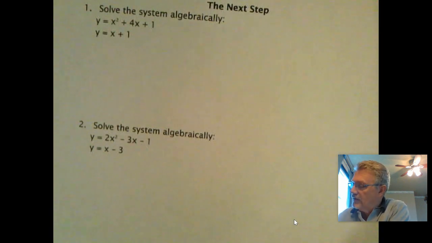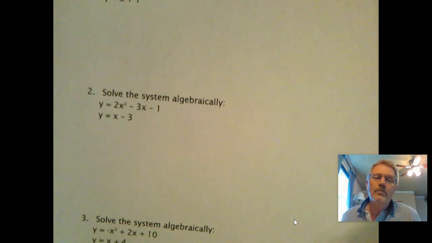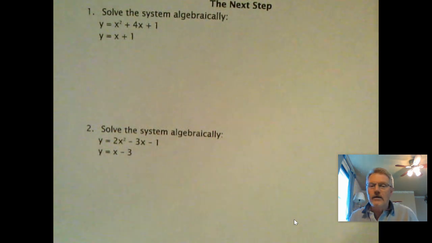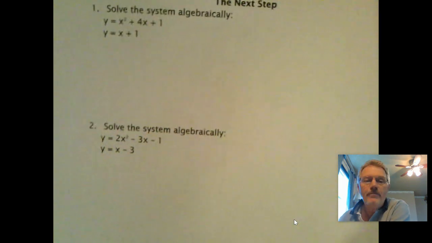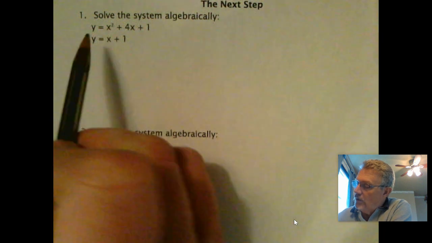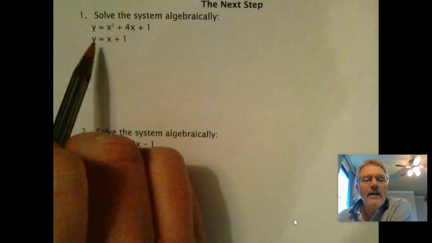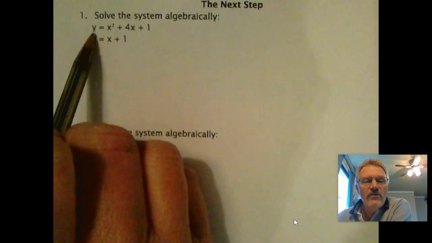And on the back, we're solving algebraically. Now these are all pretty similar, and these are pretty simple. I should have thrown some extra ones in there for you, but we'll start out with these. Remember, the first y and the second y are equal to each other. The second y is equal to x plus 1, so we're going to put the x plus 1 in place of the first y.